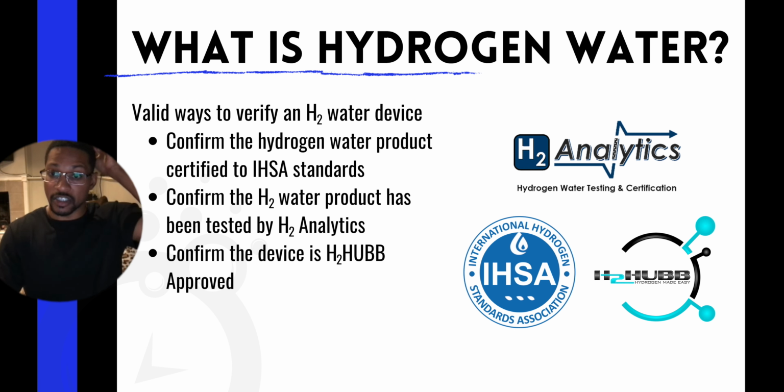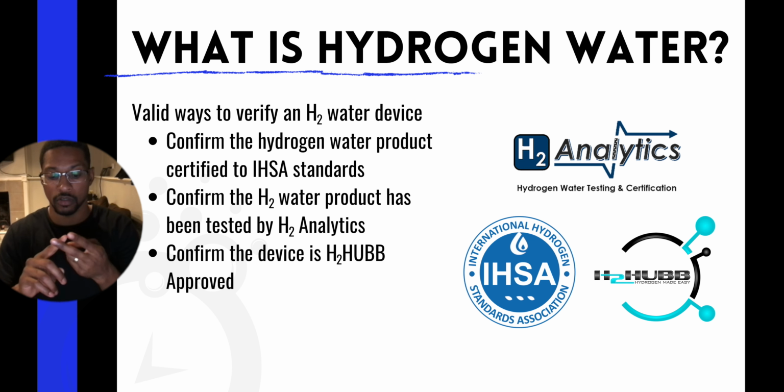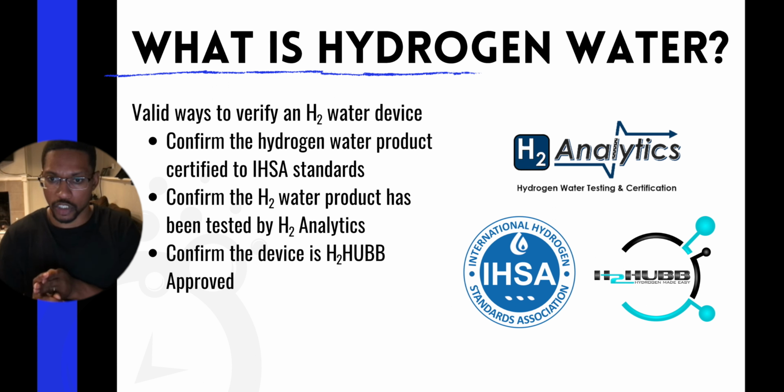All right, so this is H2 Hub and H2 Minutes: valid ways to verify a hydrogen water product. This is what you should do if you want to ensure the product is actually producing therapeutic levels of hydrogen gas. Remember what we said: hydrogen is colorless, odorless, and tasteless, so it's really important to know that you're actually consuming a therapeutic amount of hydrogen gas within your water. How are you going to know? So this is really important.